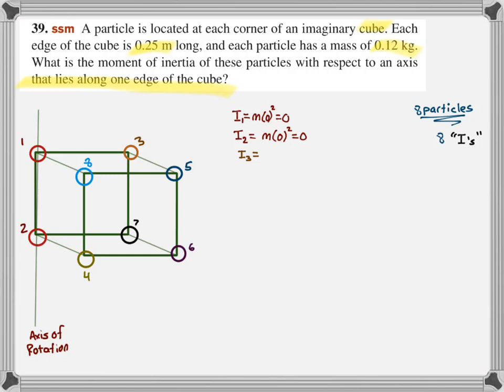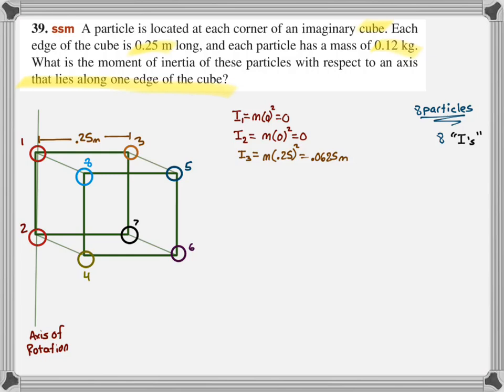Now, point 3. The r that we're using for point 3 is the perpendicular distance from the axis of rotation. So it's almost like the shortest distance to the axis of rotation. And the shortest distance from 3 to the axis of rotation is this line right here. So the inertia of that is the mass of the particle times 0.25, which is the length of the cube that they gave us, squared, and that gives 0.0625.